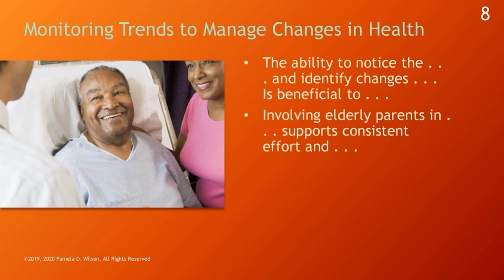While this may seem a lot to track, and in some situations it is, I admit, but involve your elderly parents in tracking. That supports their consistent involvement and their consistent effort and attention to health. You know the old saying, what we measure gets done. All of these measures help with tracking the risks of health declines.